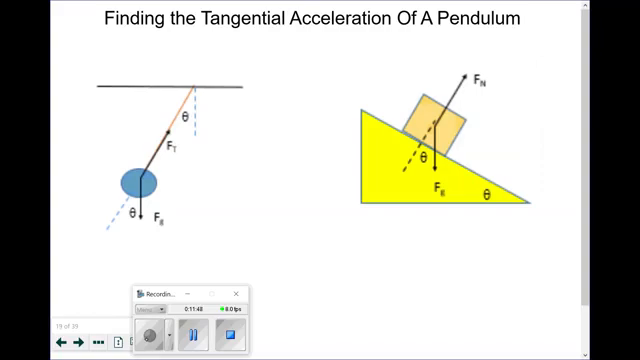The tangential acceleration is much easier to find, and we do this again by the analogy of a block on an incline. Again, the angle between the force of gravity and the axis that the tension force is along is equal to the angle between the y-axis and the wire, just like we see on an incline.